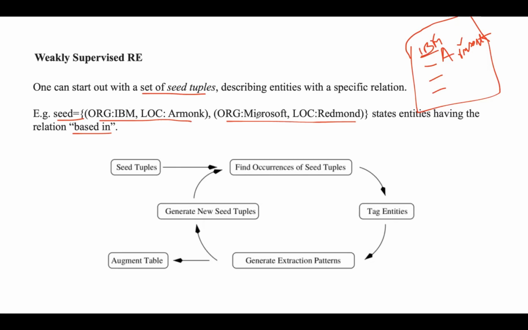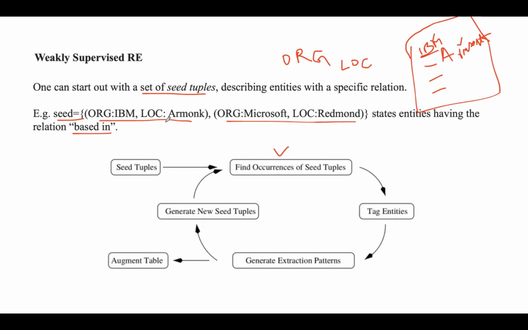So here IBM, Armonk, Microsoft, Redmond, I assume that they are existing in this unlabeled text. So now as there is a match with the entities present in the seed tuples, here you need to extract them and tag them with NER. So extract IBM and tag it with NER. Obviously, NER will be organization. Extract Armonk and tag it with NER. As that is a location, NER will be location for that. So like that, we'll find occurrences of seed tuples.